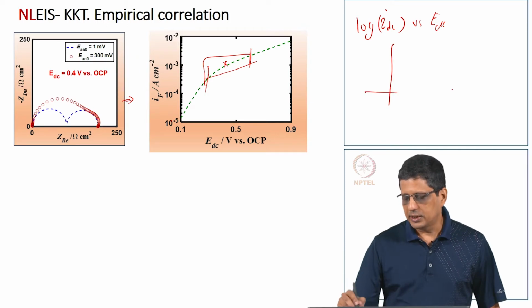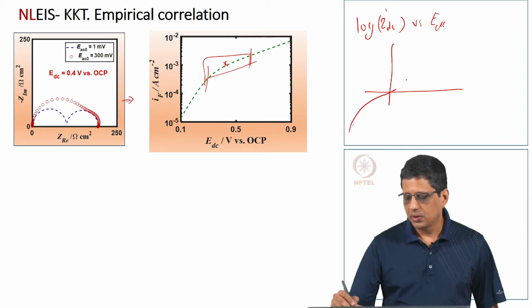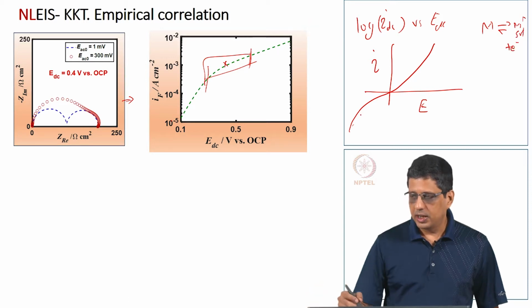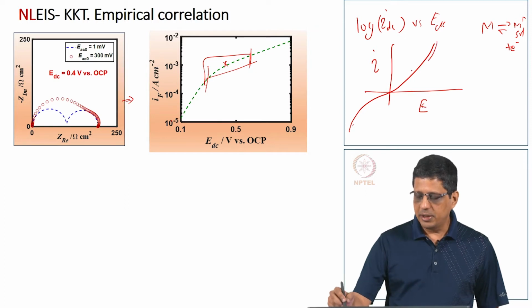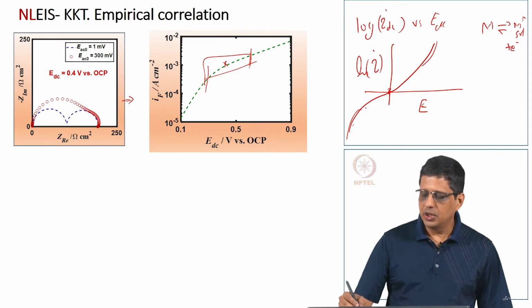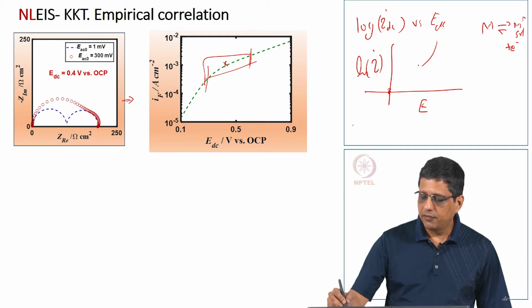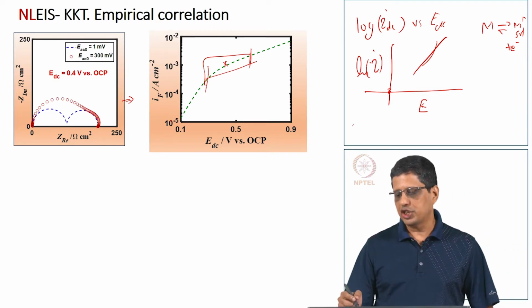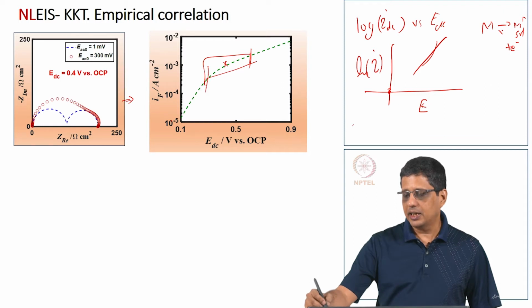Now, here is the thought process. If you take I versus E for a simple electron transfer reaction, meaning a reversible reaction, this is going to be exponential and this is going to be exponential. If I draw it as log, of course, I can't find the log of 0. If I go to a large enough potential and draw it as log I versus potential, this is linear, and I can even neglect the reverse reaction.